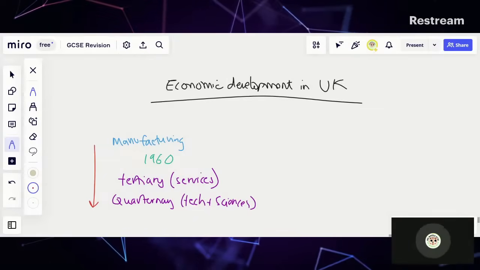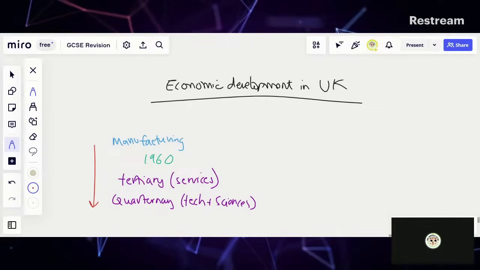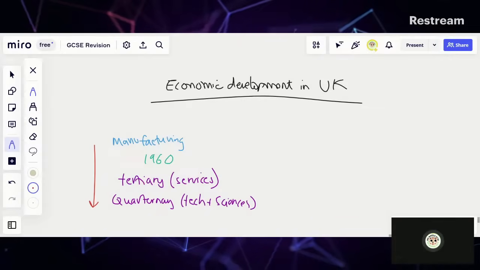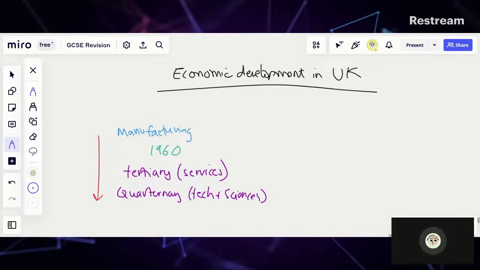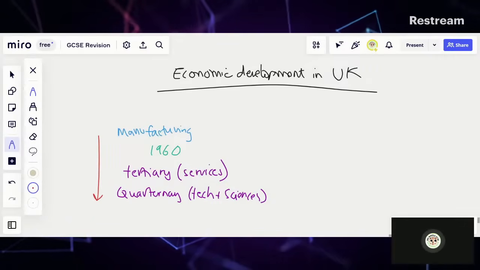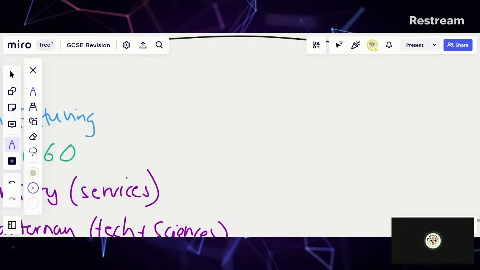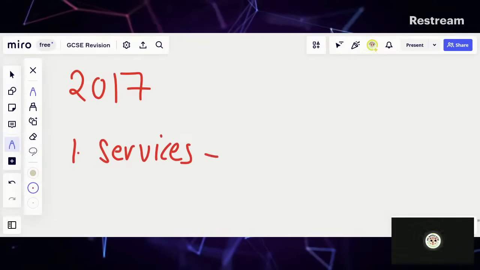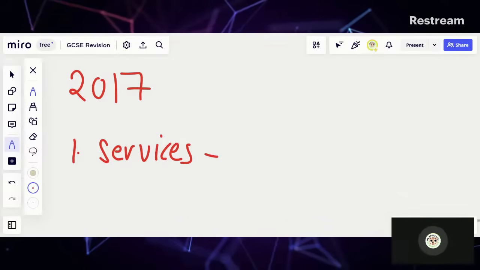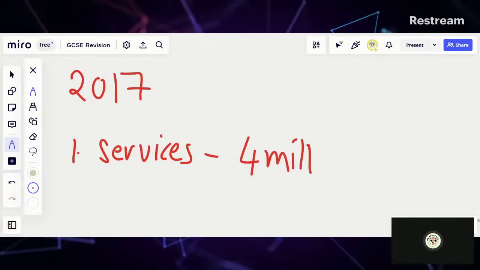Now, there have been a couple of reasons why this has happened, and you may be asked about these in your exam. Let's begin by looking at them. Before we do, you may need to know a couple of statistics as to how the UK's economy is right now compared to how it was before. As of 2017, all of these stats are from 2017, a lot of the UK's population works in services, things like retail, working in shops, working in entertainment. Services employs 4 million people in the UK.